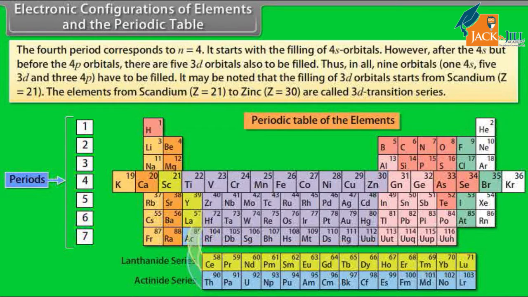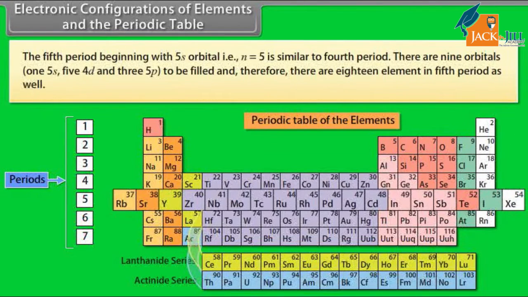3d transition series. The fifth period beginning with 5s orbital, that is, n equals 5, is similar to the fourth period. There are 9 orbitals, one 5s, five 4d and three 5p to be filled, and therefore there are 18 elements in the fifth period as well.